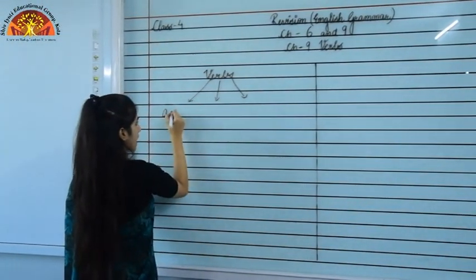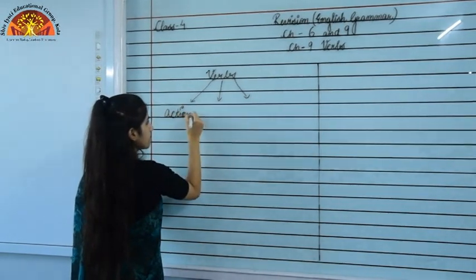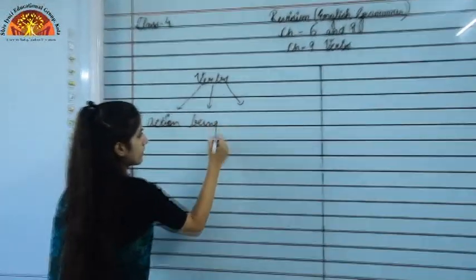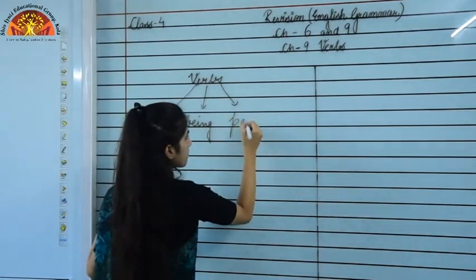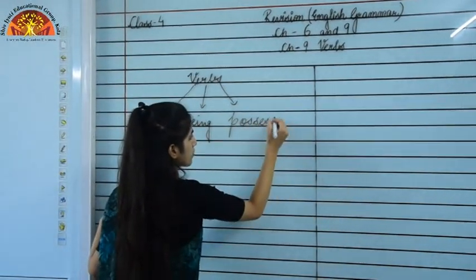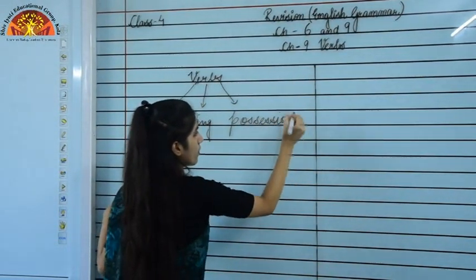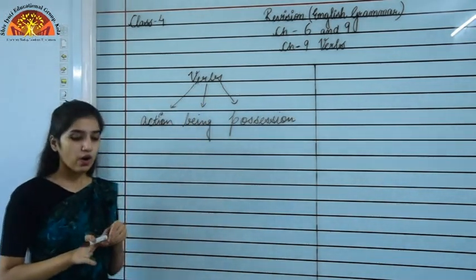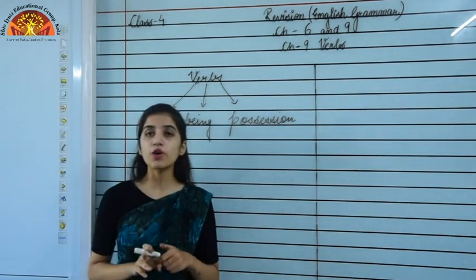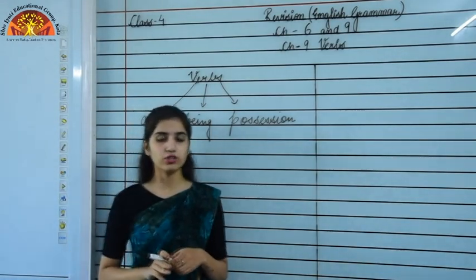So first is action, being and possession, right? So now we will see verbs that express actions.